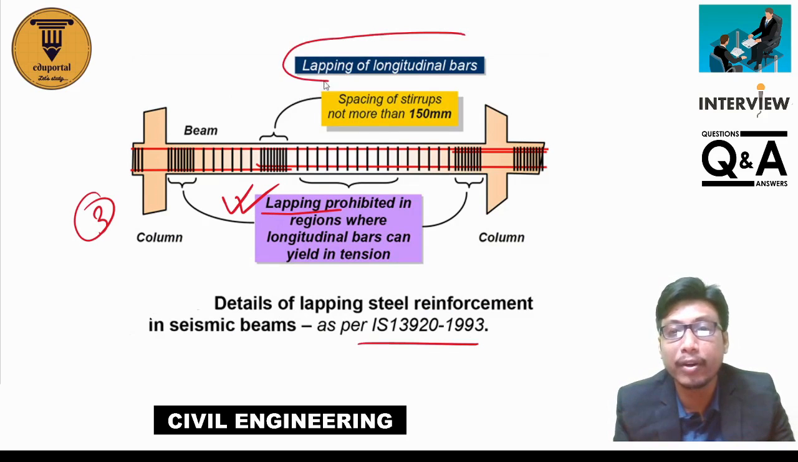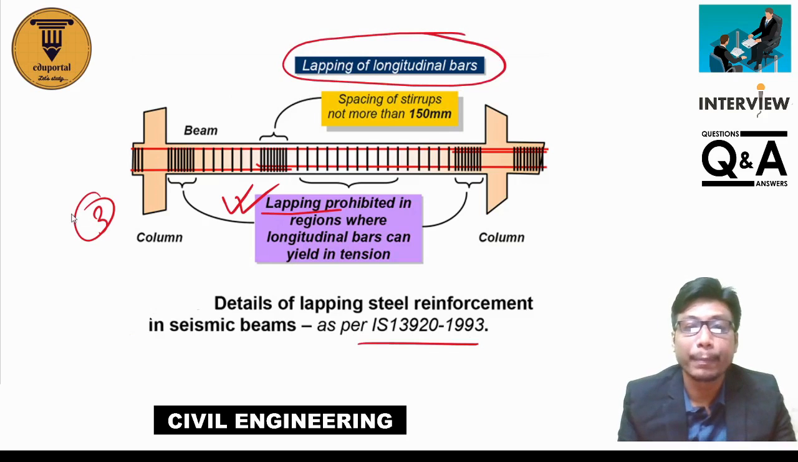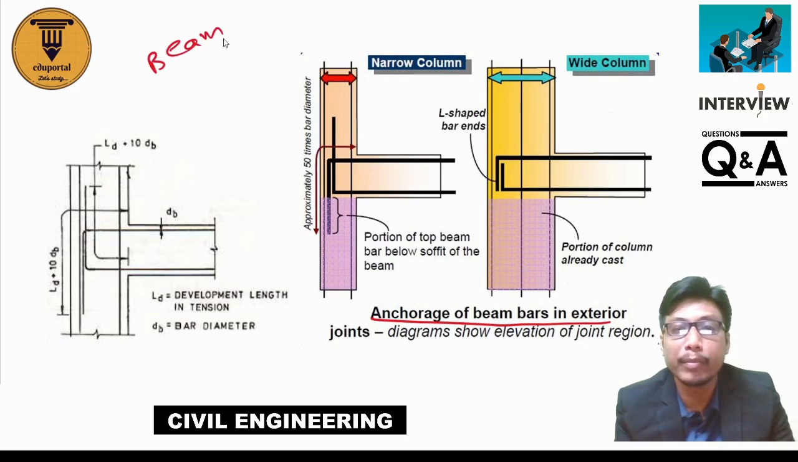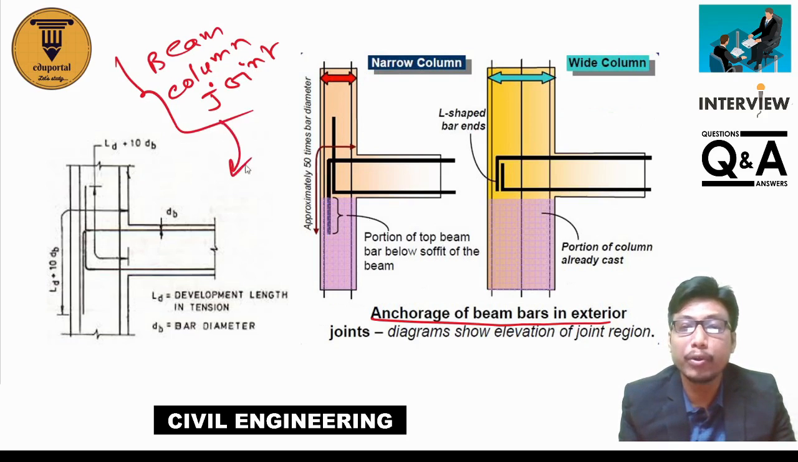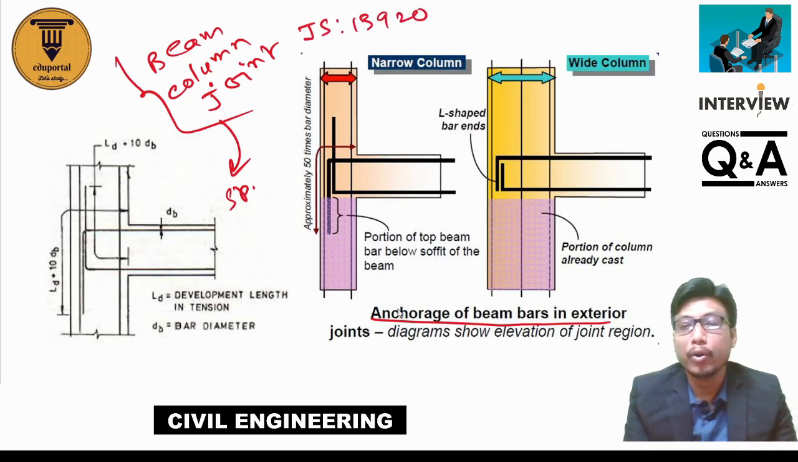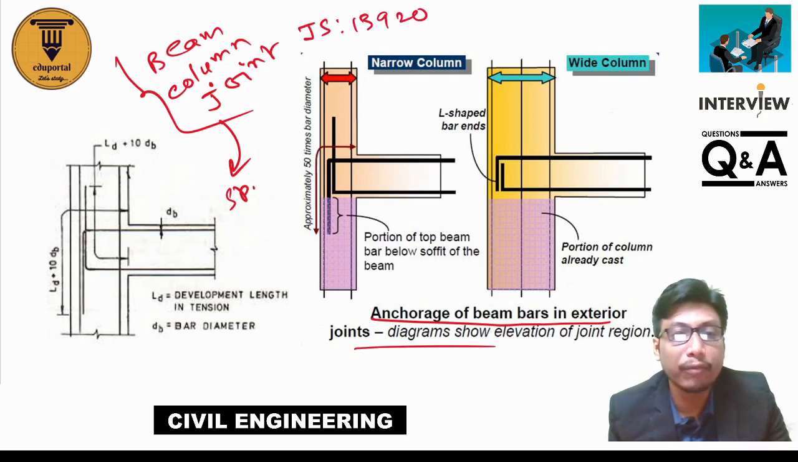Lapping of longitudinal bars, you must study this from IS 13920. Then the thing that comes is anchorage of beam bars in beam column joint. This is very important, and you need to know the specifications there, and you study it from IS 13920. These are the 4 important things.